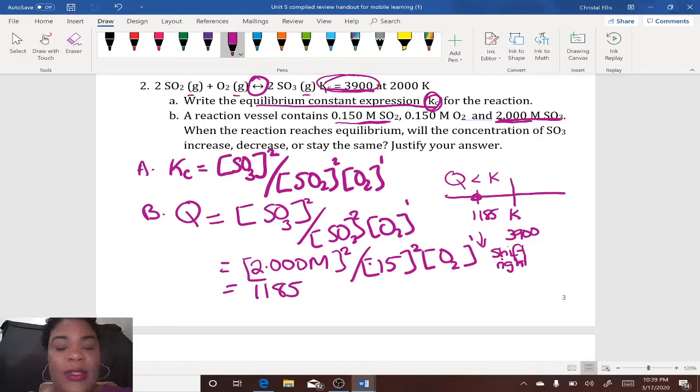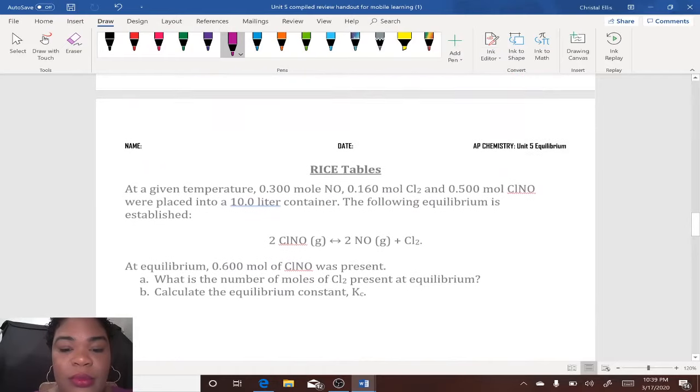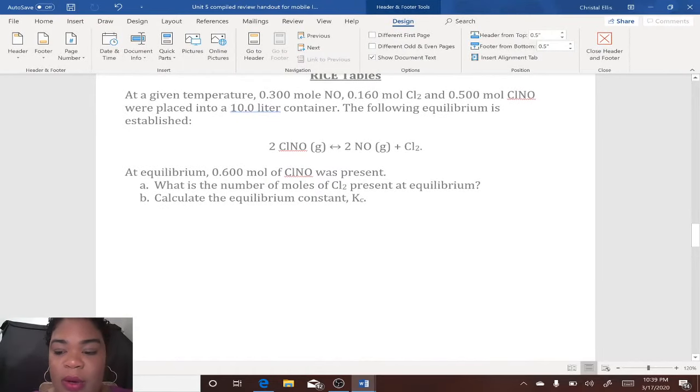All right, so to answer the question specifically though, will the concentration of SO3 increase, decrease, or stay the same? Since we're shifting right, the concentration of SO3 will increase. We're going to look at our RICE tables.